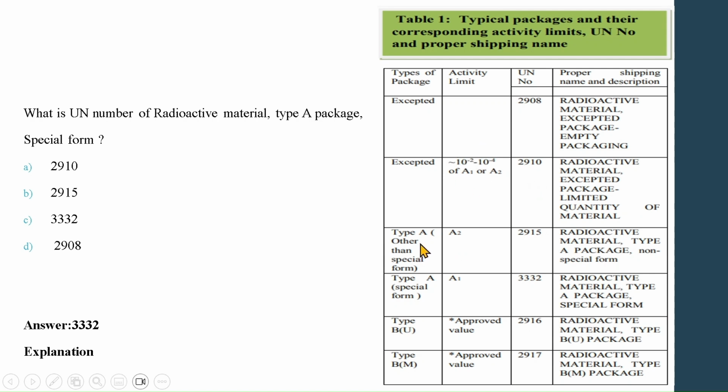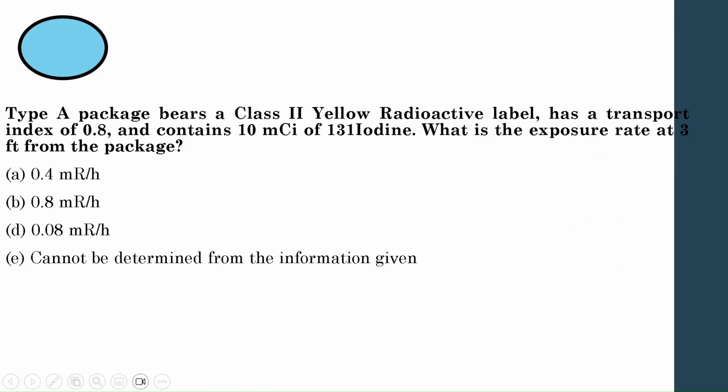For type A other than special form, it is 2915, which is the most commonly used in nuclear medicine. Type A special form, which was asked in the question, is 3332. Similarly, for type BU and type BM, it is 2916 and 2917. You should remember all these UN numbers.